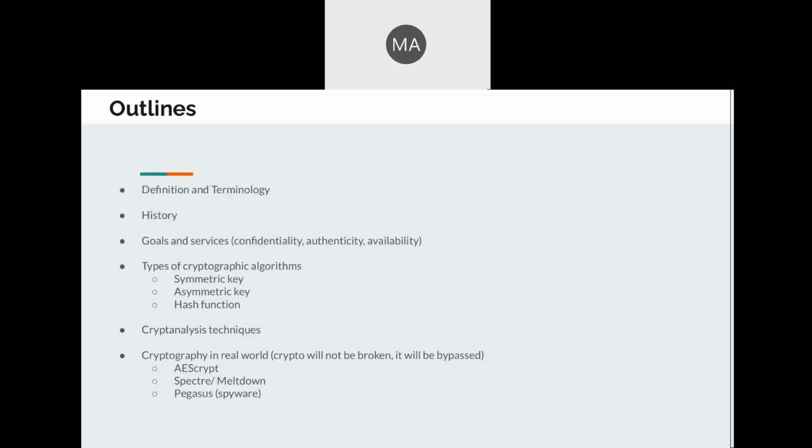So in that context, we'll discuss a file encryption software, AES-Crypt, and then we will discuss some hardware design flow and two main types of hardware vulnerabilities which are possible due to that design flow. And lastly, we'll also discuss the Pegasus spyware, which got huge news coverage worldwide recently.